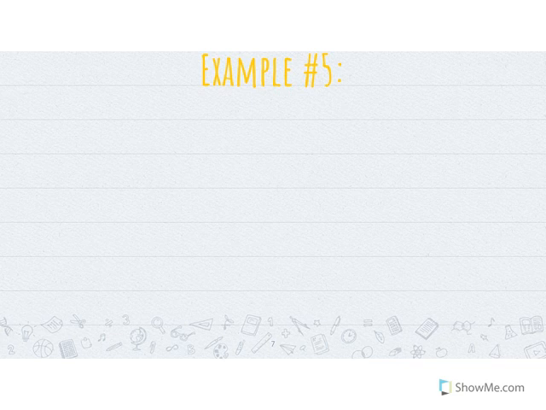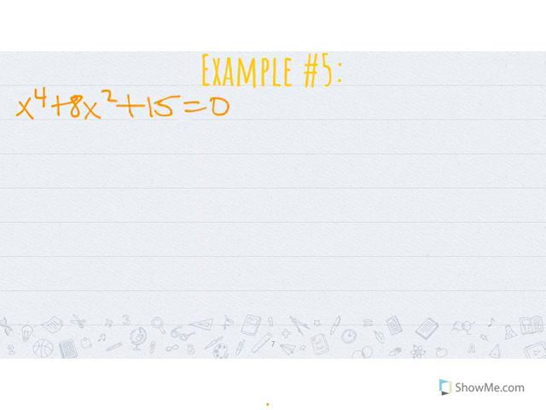Alright, you guys, our last example will hopefully be a little bit easier. We'll see. We have an x to the 4th power plus 8x squared plus 15 equals 0. So right away I'm going to look for my GCF. I don't have a GCF, so I don't have to worry about dividing that out.